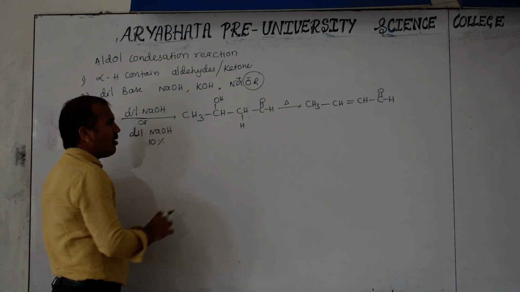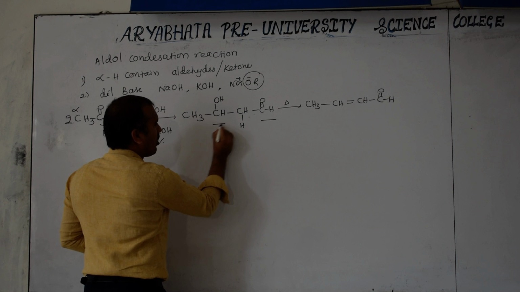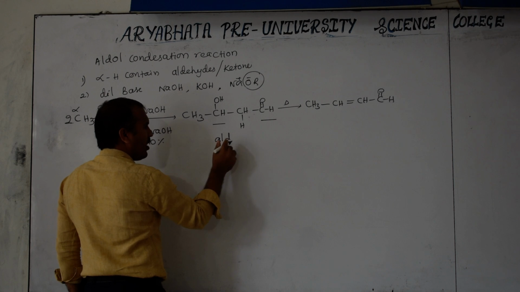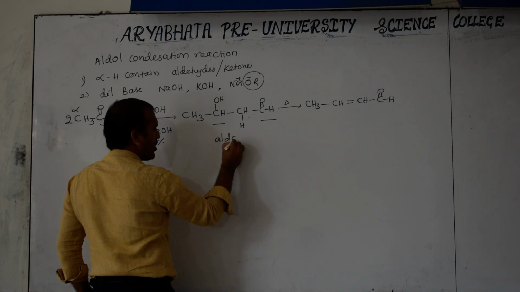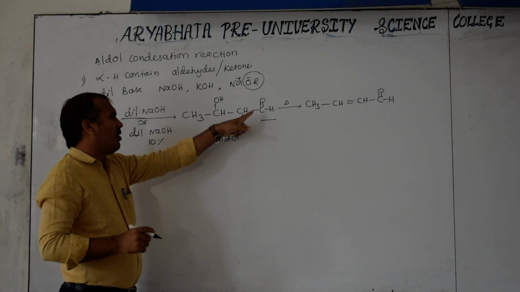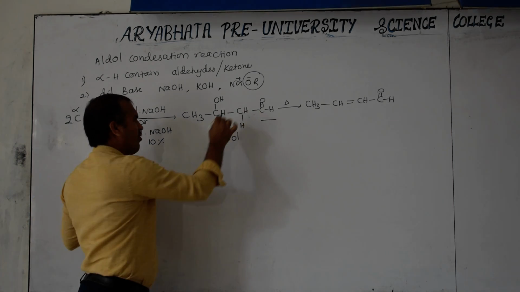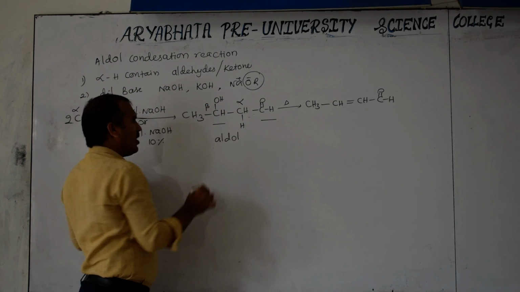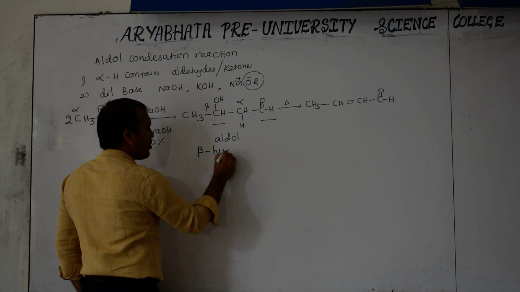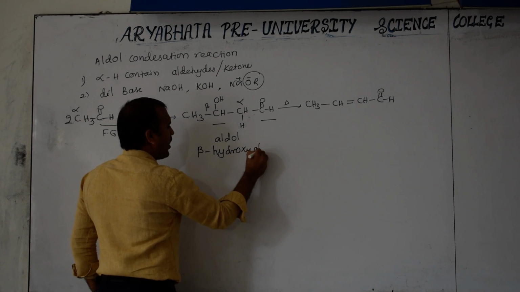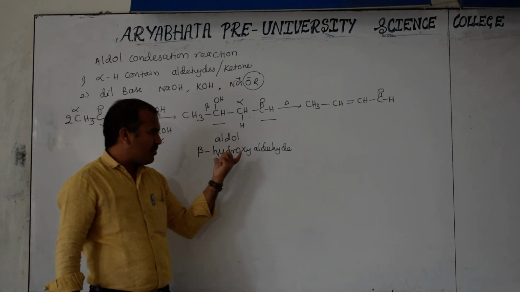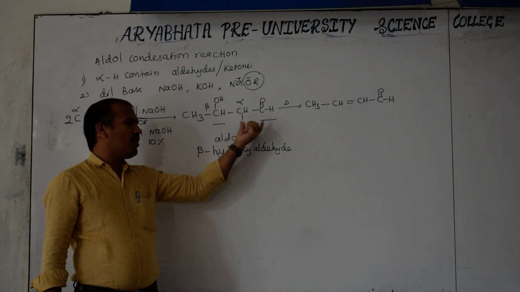Then this is an aldol. This is the aldehyde group, and this is the alcohol group. Together, the aldehyde gives 'ald' and the OH functional group gives 'ol', so aldol. Next carbon alpha, next carbon beta. At the beta position we have the hydroxy, so it is known as beta hydroxy aldehyde. This is not an IUPAC name, just a name given with respect to both functional groups.